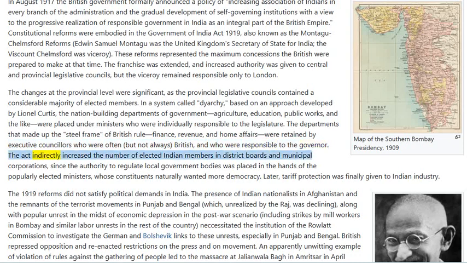The Act indirectly increased the number of elected Indian members in district boards and municipal corporations, since the authority to regulate local government bodies was placed in the hands of the popularly elected ministers, whose constituents naturally wanted more democracy. Later, tariff protection was finally given to Indian industry.